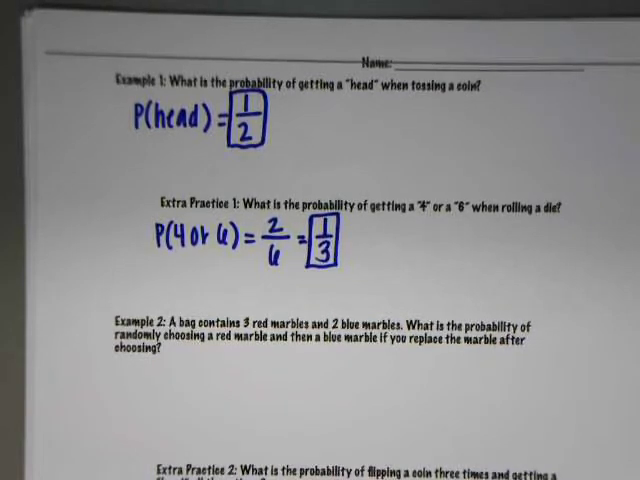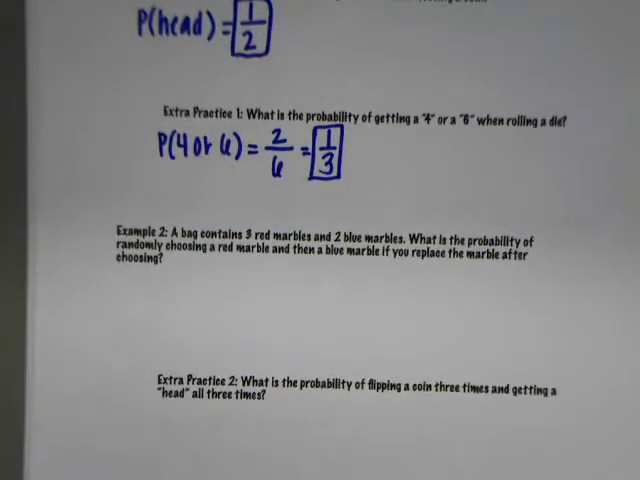Now we're going to do 2 of those events happening one after the next, but they're still independent of each other. They still don't affect each other at all. Second example: a bag contains 3 red marbles and 2 blue marbles. What is the probability of randomly choosing a red marble and then a blue marble if you replace the marble after choosing? I'm going to draw a picture just to visualize.